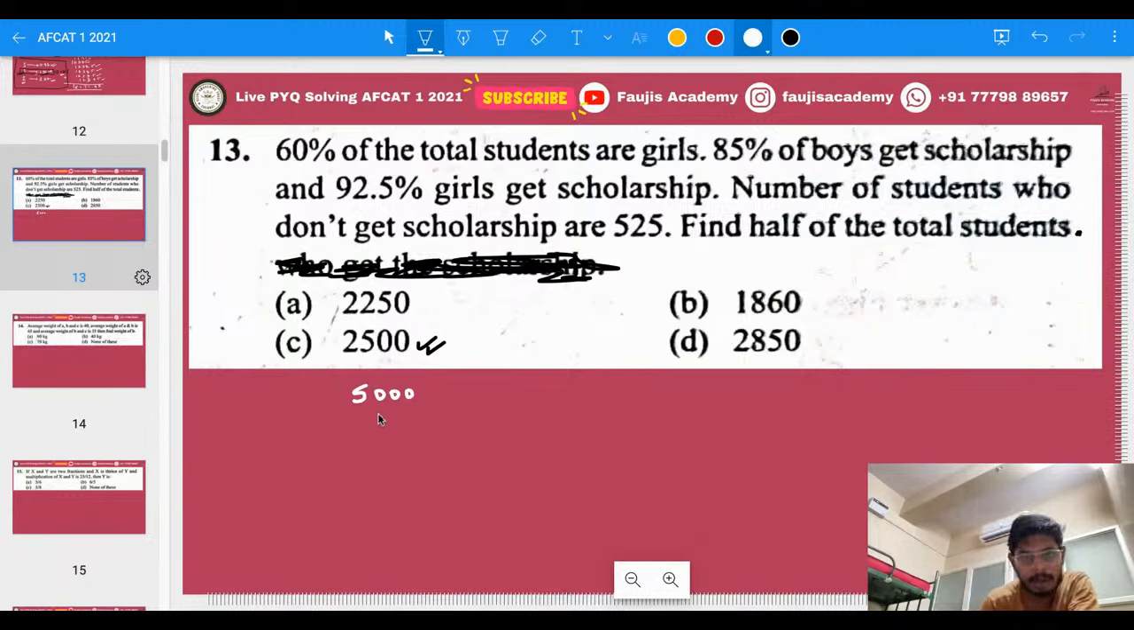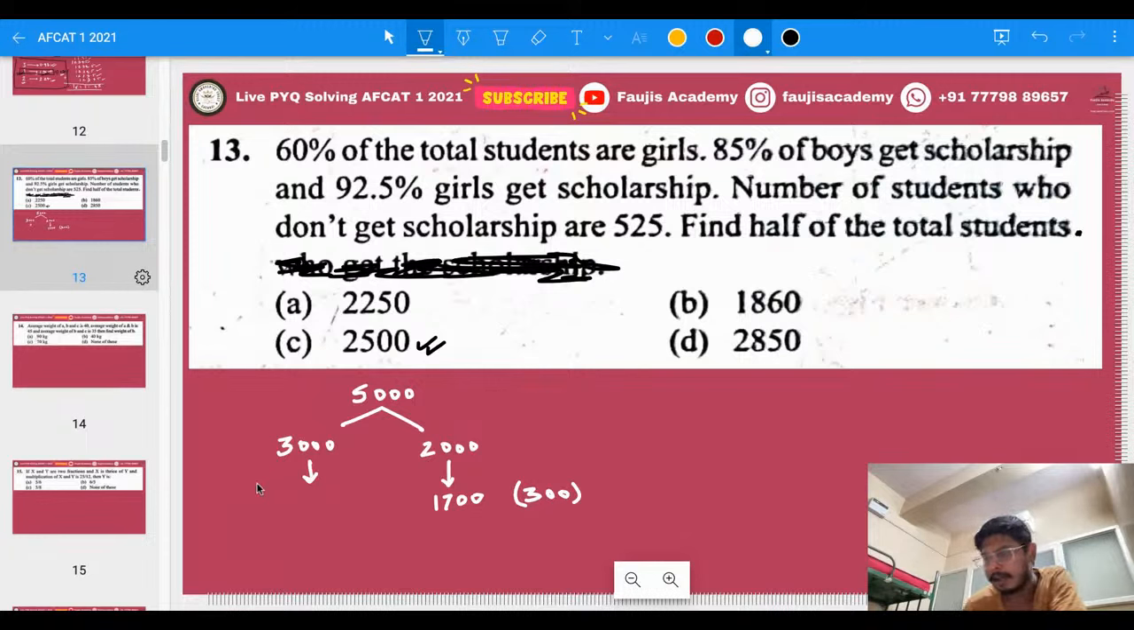Out of which 60% are girls, that means 3000 are girls, isn't it? And the rest, 2000, will be boys, isn't it? 85% of the boys got the scholarship and 15% did not get it. 85% means 1700 got the scholarship and 300 did not get the scholarship, right?